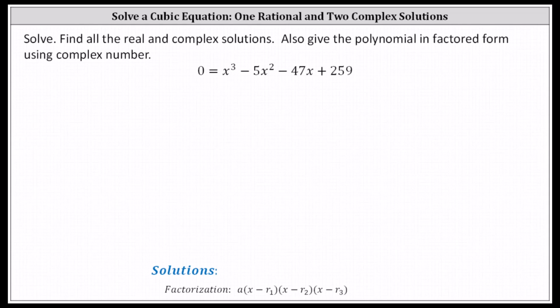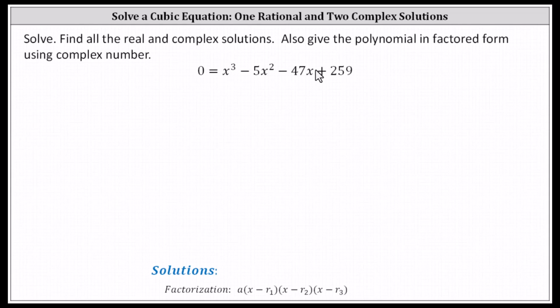We want to solve the given degree 3 equation. We're asked to find all of the real and complex solutions. We also want to give the polynomial in factored form using complex numbers. We'll begin by determining the real rational solutions, or real rational zeros.